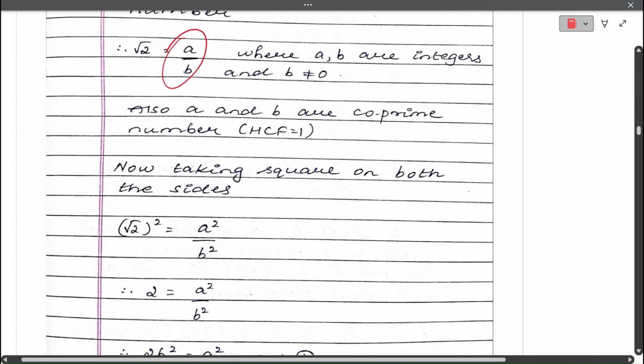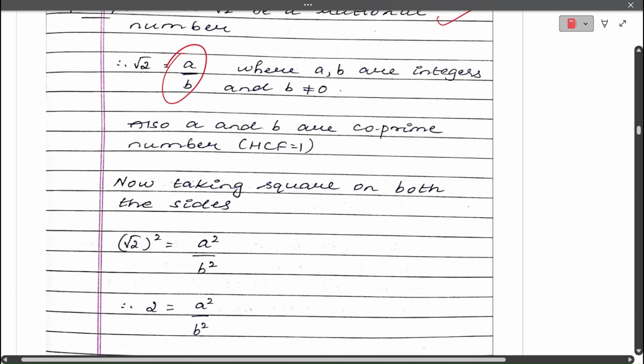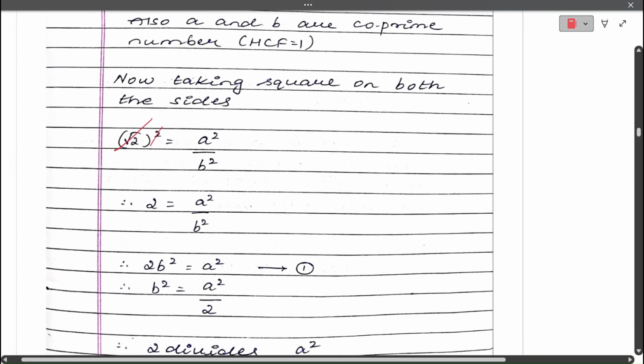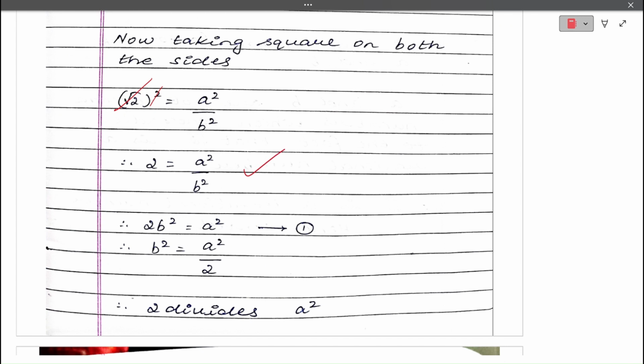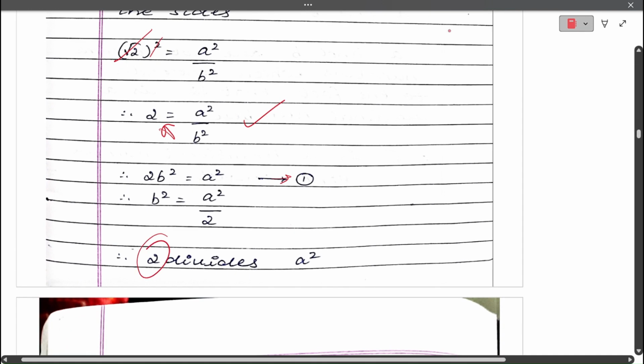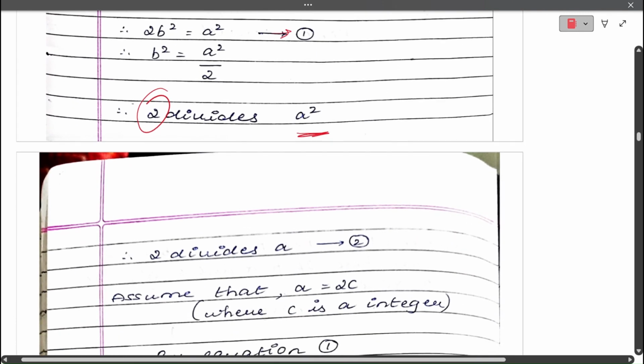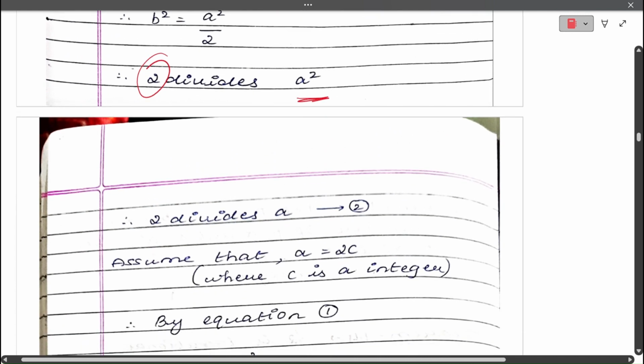Now, I will be squaring on both sides. Once I square on both sides, root 2 whole square is equal to a square by b square. The root and the square get cancelled. So 2 is equal to a square by b square. When I take b square to the other side, 2b square is equal to a square. So b square is equal to a square by 2. Now, we can see this 2 is a prime number which is dividing a square. Isn't it our theorem 1.2 which we discussed in the above slide? Yes. So 2 divides a square. Now, 2 divides a also using that theorem.